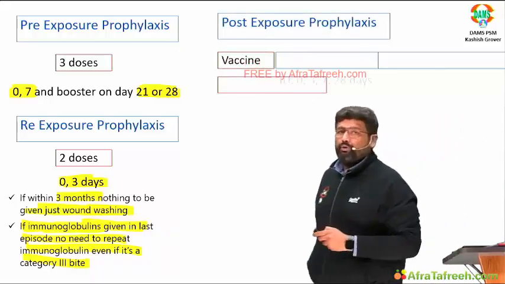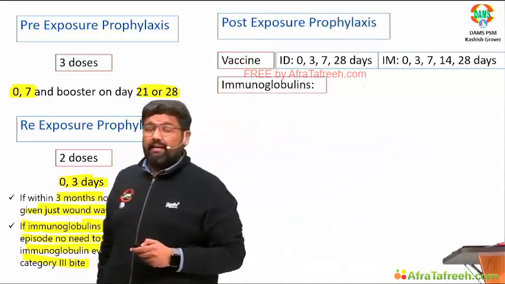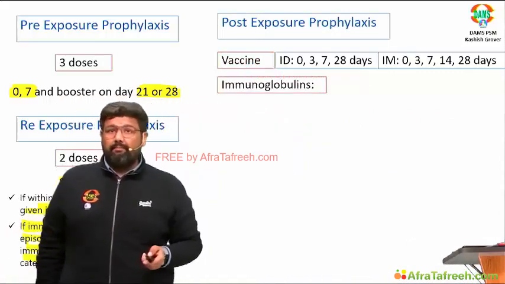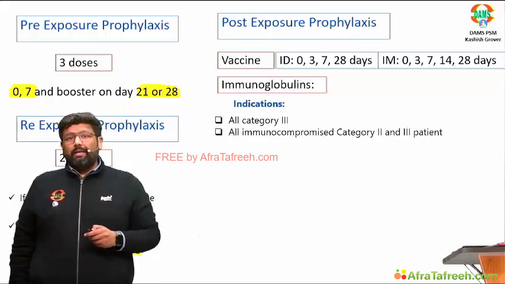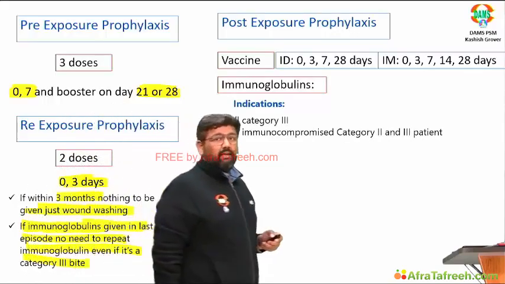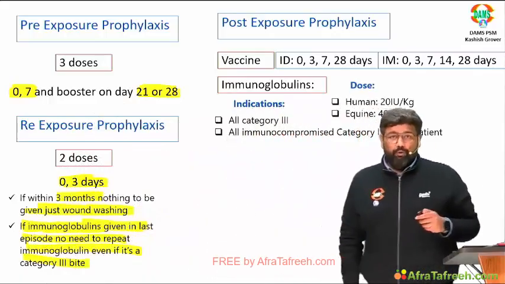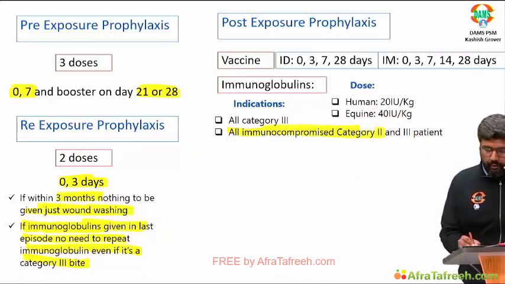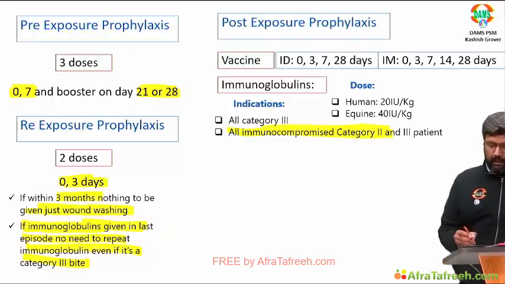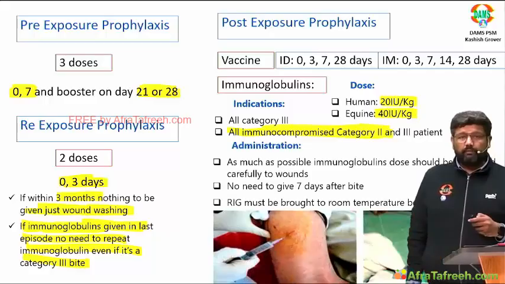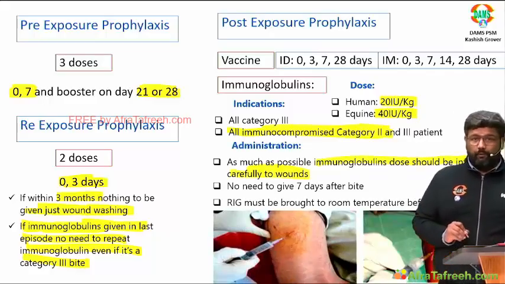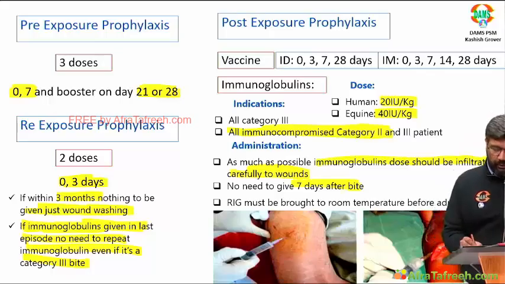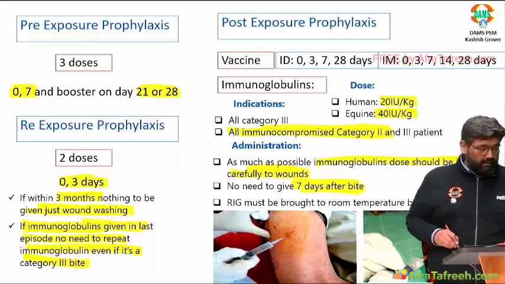Post-exposure prophylaxis vaccine, you have intradermal 0, 3, 7, 28, then 0, 3, 14, 28. Immunoglobulins are given in category 3. If immunocompromised, then in category 2 you also give immunoglobulin, human 20, equine 40, right? As much of the immunoglobulin dose as possible should be infiltrated into the wounds carefully. No need to give it 7 days after the bite.